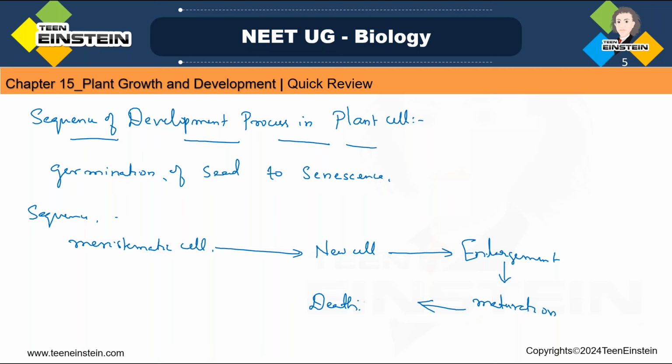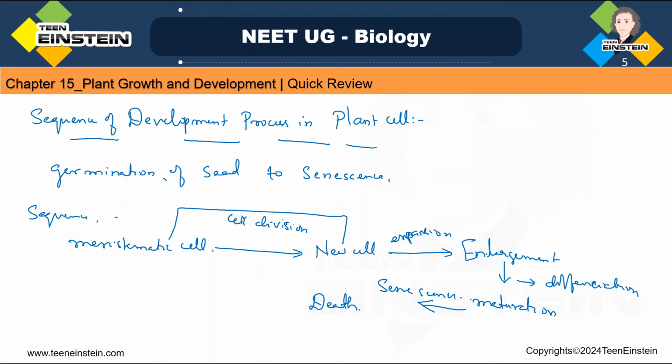So meristematic cell to new cell, that is cell division. This is the cell division stage. And new cell to enlargement, this is expansion. And enlargement to maturation, that is differentiation. And the mature cell will undergo death, that stage is the senescent stage. Right. So plants follow different pathways in response to the environment or in different phases of life.